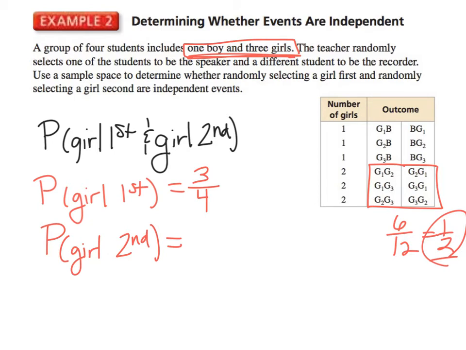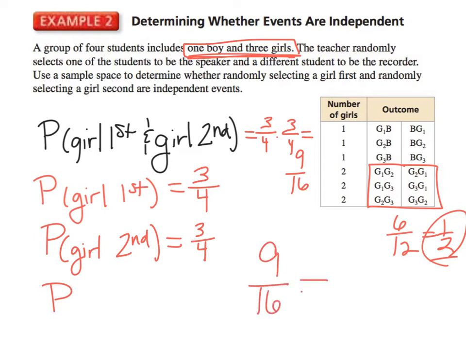We have 4 people, 3 are girls, so it's going to be 3/4. So the probability of both happening, 3/4 multiplied by 3/4 equals 9/16.